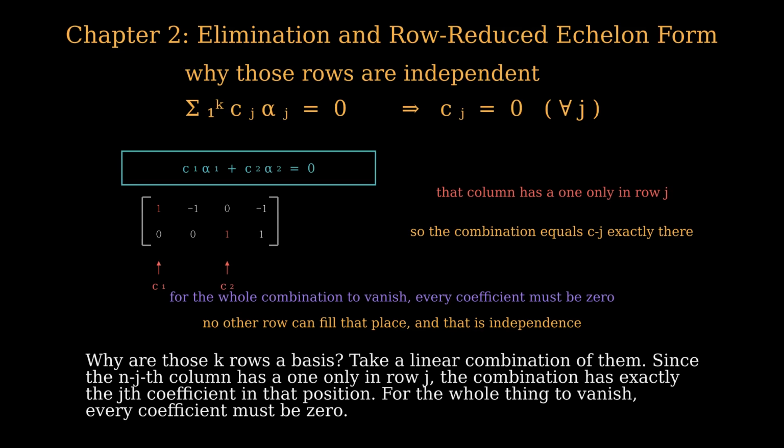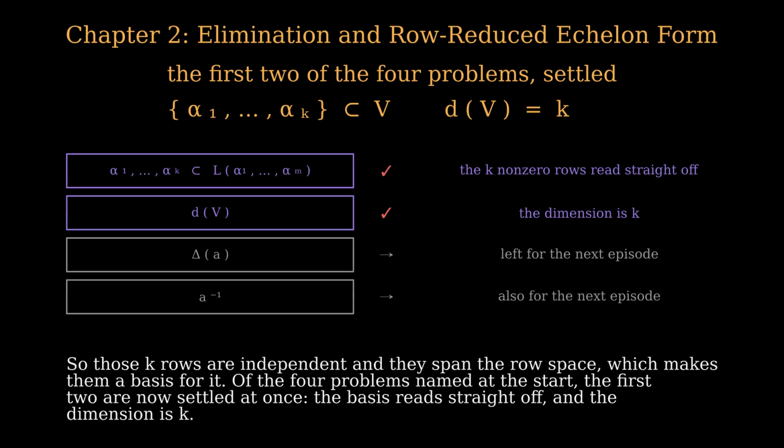Why are those k rows a basis? Take a linear combination of them. Since the njth column has a 1 only in row j, the combination has exactly the jth coefficient in that position. For the whole thing to vanish, every coefficient must be 0. So those k rows are independent and they span the row space, which makes them a basis for it.